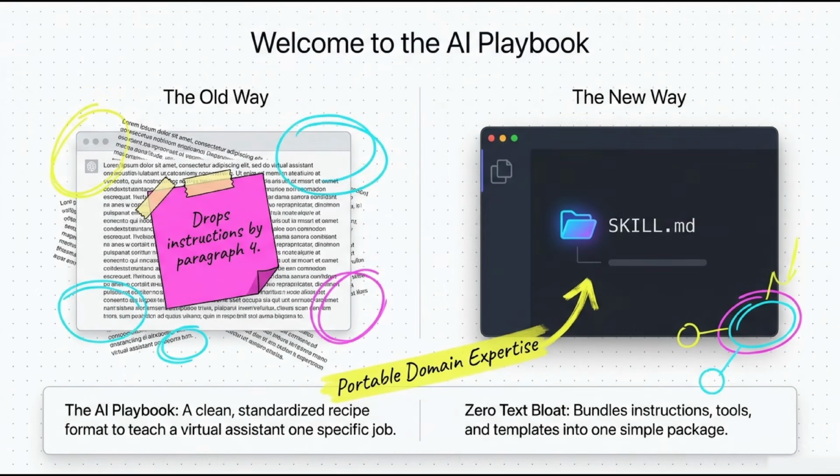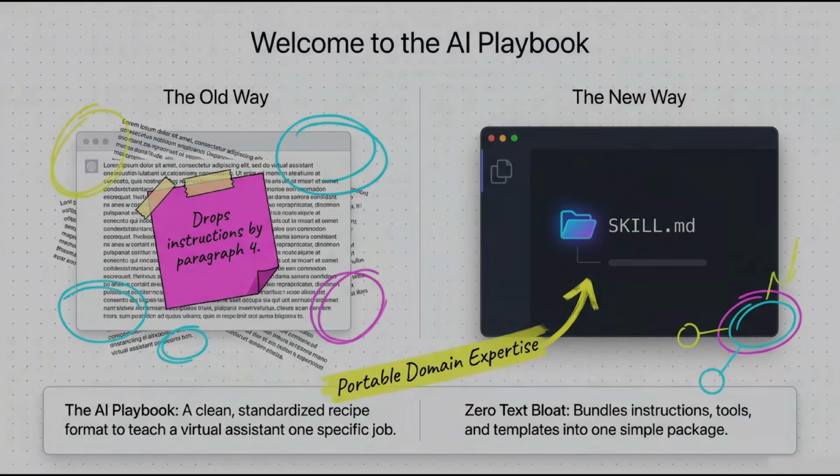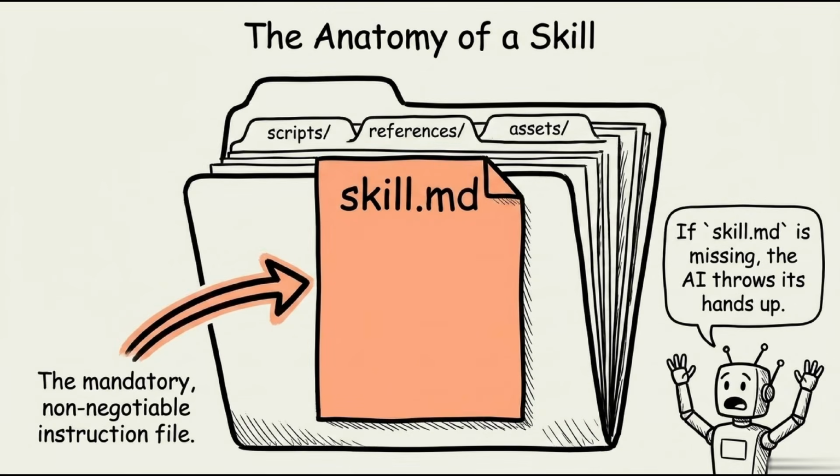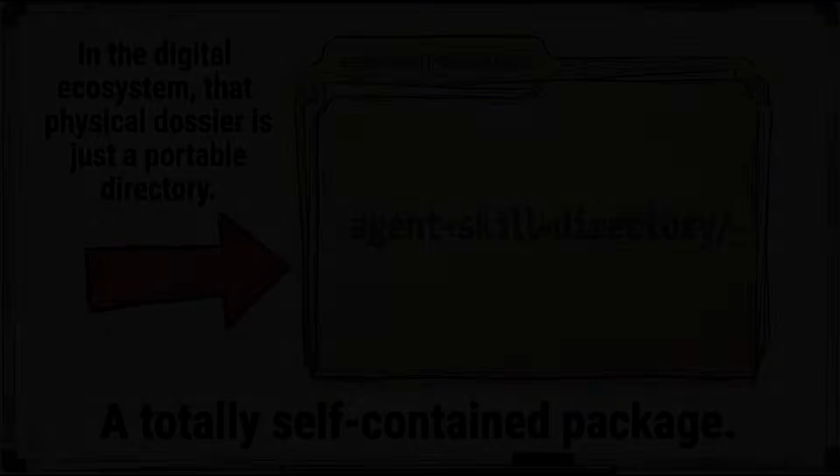Thank goodness. Right. This standard was originally developed by Anthropic. They released it as an open standard, and now it's being adopted everywhere. And at its fundamental core, an agent skill is essentially just a portable directory. Okay, so a folder. Just a folder, a totally self-contained package.